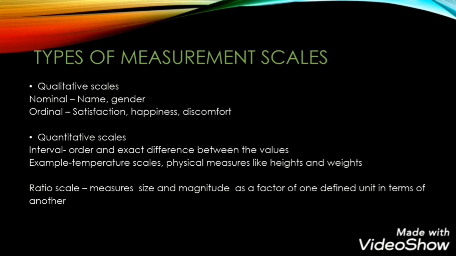First, let us take the nominal scale. Before taking into consideration the meaning of all these scales, let us see the broad classification under which these scales can be put: qualitative scales and quantitative scales. Nominal scales and ordinal scales come under qualitative scales, while interval and ratio scales come under quantitative scales.